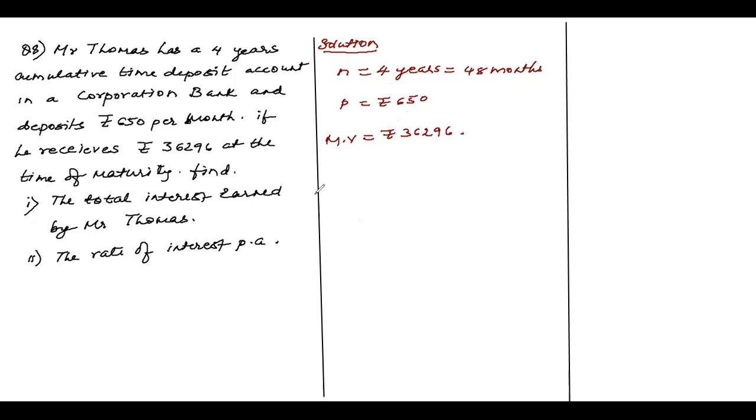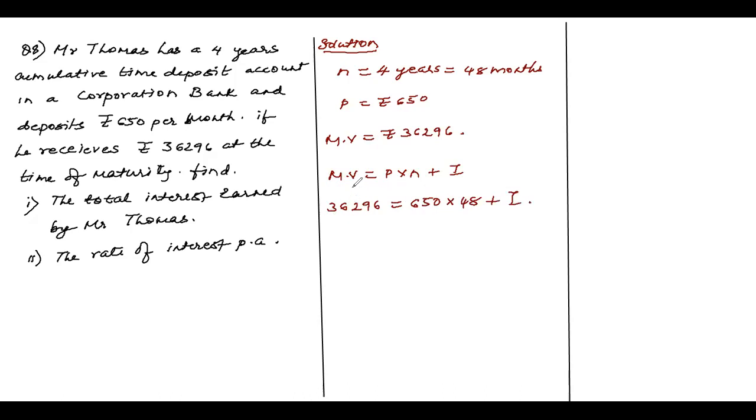The interest has a separate formula. Now you see the maturity value there. That also makes me think, what is the maturity value formula? Maturity value is P into n plus interest. So you can clearly see, children, maturity value is known, P is known, n is known, so I can find interest I. What is the maturity value, children? 36,296. What is P? 650 per month, for how many months? 48 months, plus interest. Got it, children?